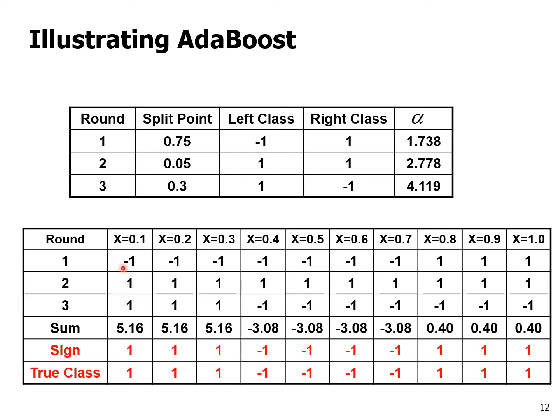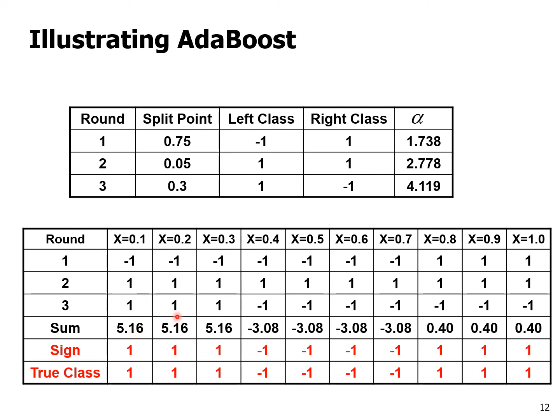Okay, so we sum the classifier weight values for the class of -1, and we add the classifier weights for the class value of 1 here. For this one, its classifier weight value is 1.738. And for this one, it should be multiplied by 2.778. And for this one, it's multiplied by 4.119. Okay. So this minus this is 5.16. Okay.